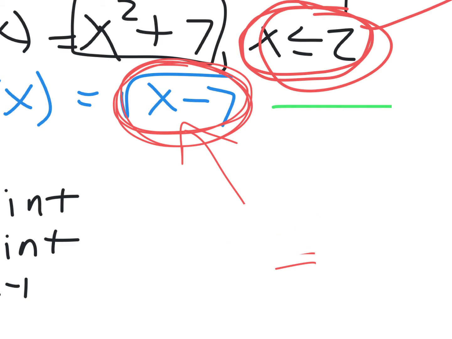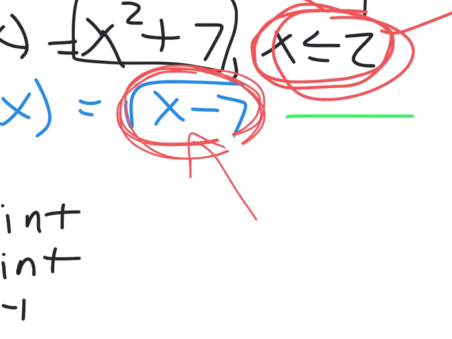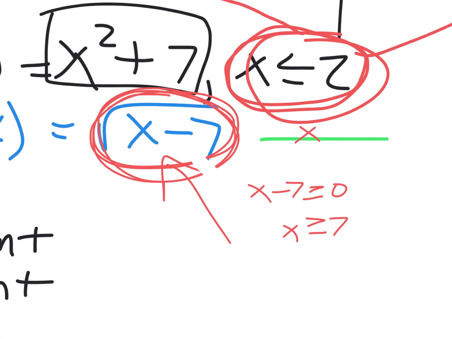All right, so let's do that. Everybody right now, you already probably found this domain by setting x minus 7 greater than or equal to 0. x greater than or equal to 7. How many of you knew that x was greater than or equal to 7? Raise your hand if you had that one right. Good. That's the easy part. What's the range of it?